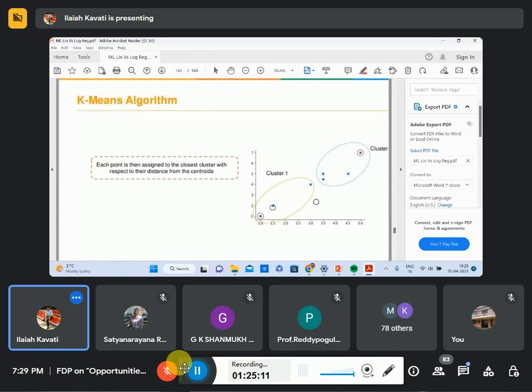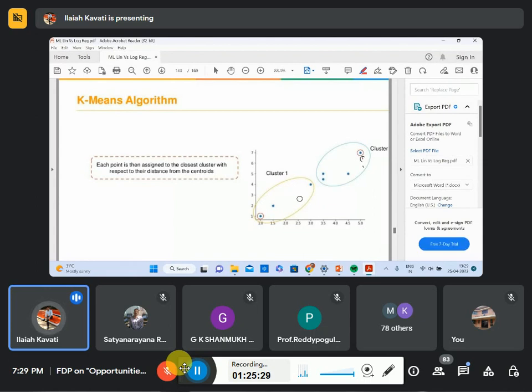See here. Compare for these two objects, for this object as well as this object, you can see this one is closer compared to this one. Correct?